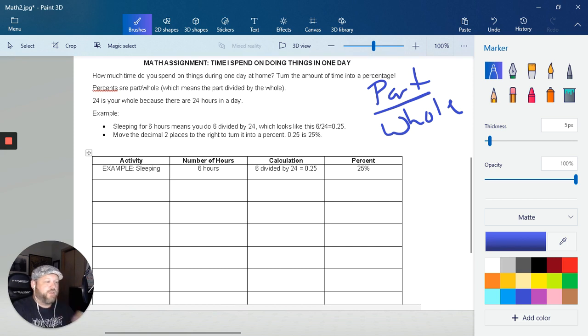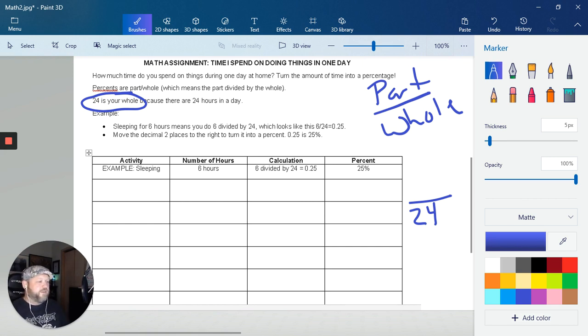Now, what is our whole? Right here, 24. Why? Because there's 24 hours in the day. If we did 25, we have moved into another day. So our whole number is 24. That's the bottom number, 24. What's the whole number? 24. What's the bottom number? 24. All right. So we're just going to write that down right here, 24. Everything else goes above it.